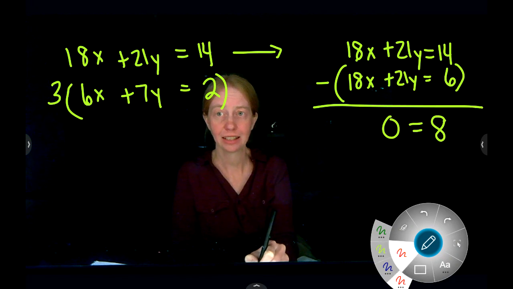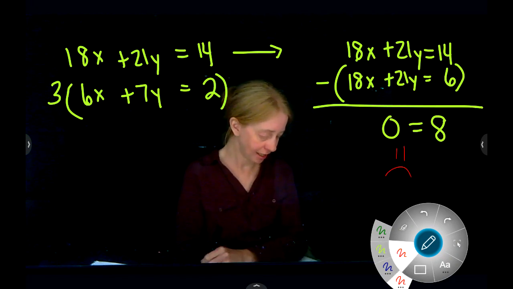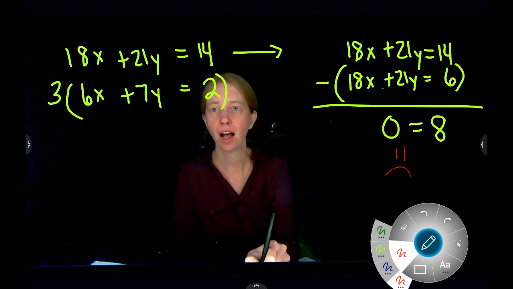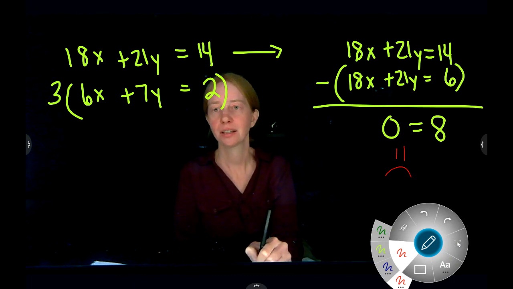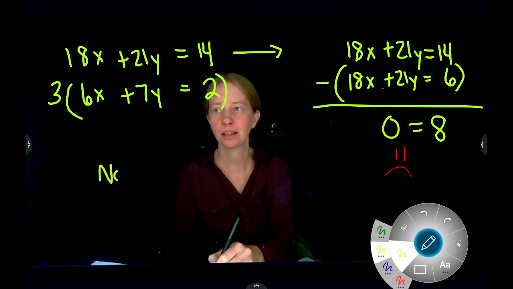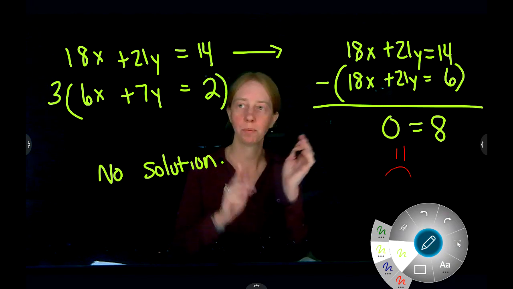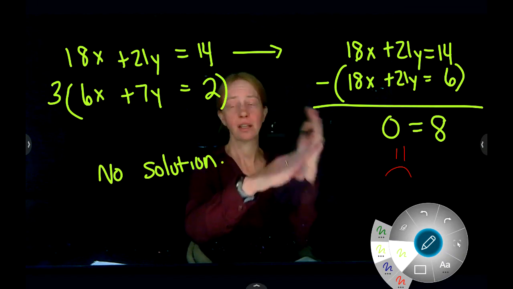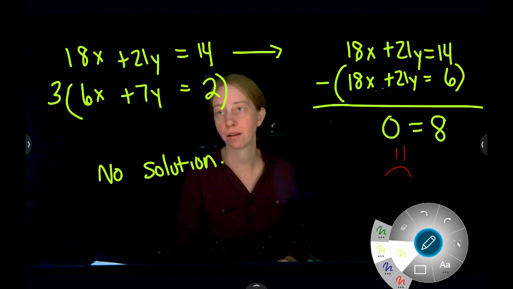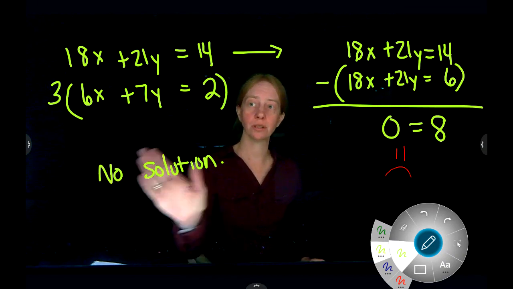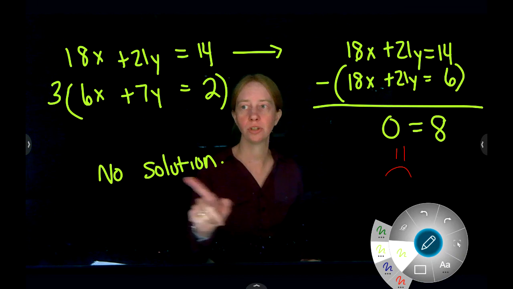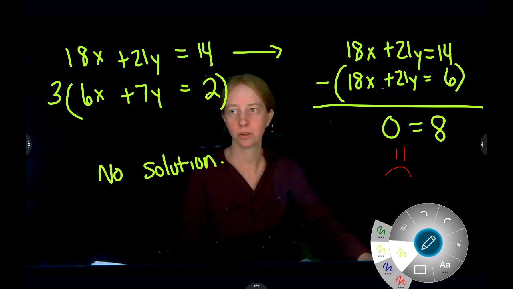Oh no, sadness has filled my heart again. I'm so sad because that doesn't make any sense. This is false. But remember, that's nothing bad. It just means that there is no solution. Okay. If we were to graph this, these two lines would have the same slope. They would be parallel lines. They never cross. That means we can't find an XY point where they meet. So it's not a freak out situation. It just means that there's no solution to this system of equations. Good luck. Practice.